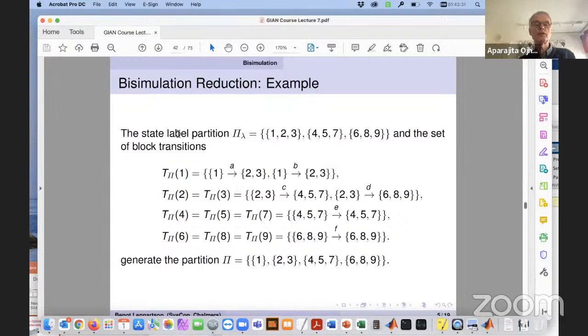And it was also interesting that we started already from the beginning with this partitioning 1, 2, 3, 4, 5, 7, 6, 8, 9, based on the state labeling, only the state labeling. And that's why that partition is called P lambda, where lambda is the state label function.